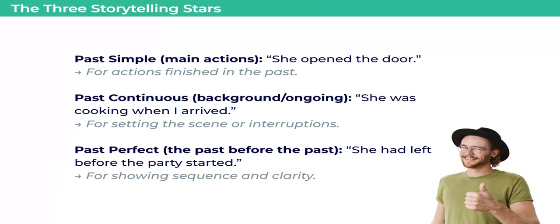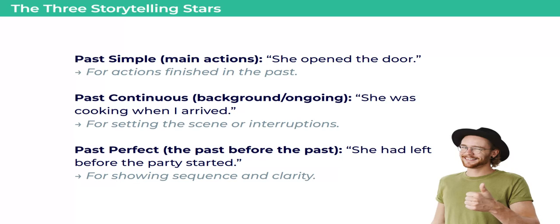She opened the door. We also use the past continuous. Now, this is great for giving background and ongoing actions. For example, she was cooking when I arrived. So we use the past continuous for setting the scene or interruptions. She was cooking when I arrived.